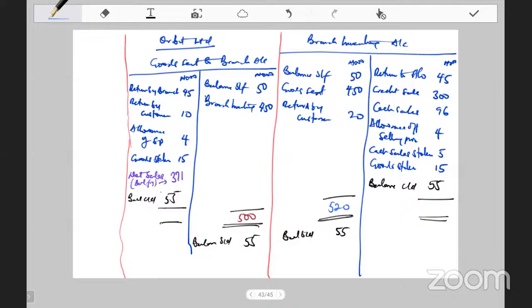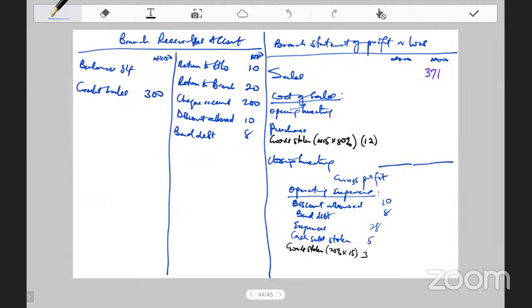What is the amount on the credit side? Rachel and Co, what is the amount on the credit side? Sir, it's 520. 520, thank you. So let's move to this side.